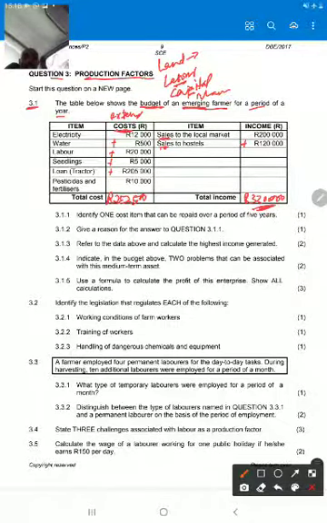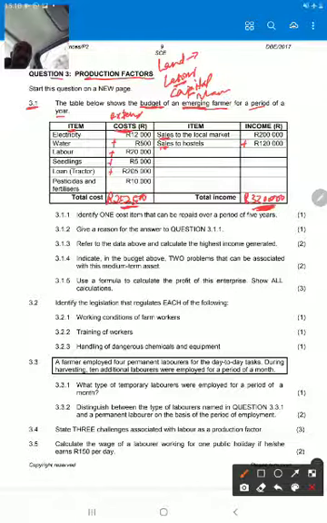If the income is more than what he spends, then it means this farmer is good. His business is good. Okay, let's look at the questions. Identify one cost item. A cost item means it will be the item on the cost side.